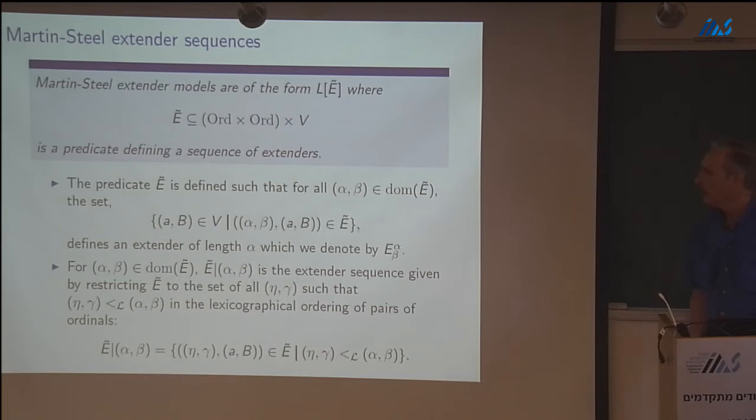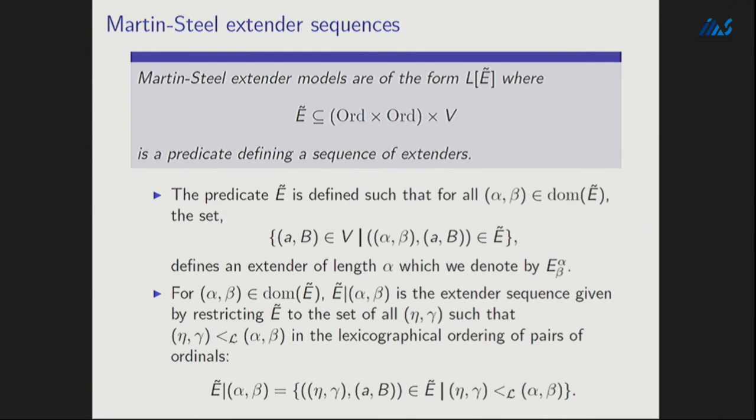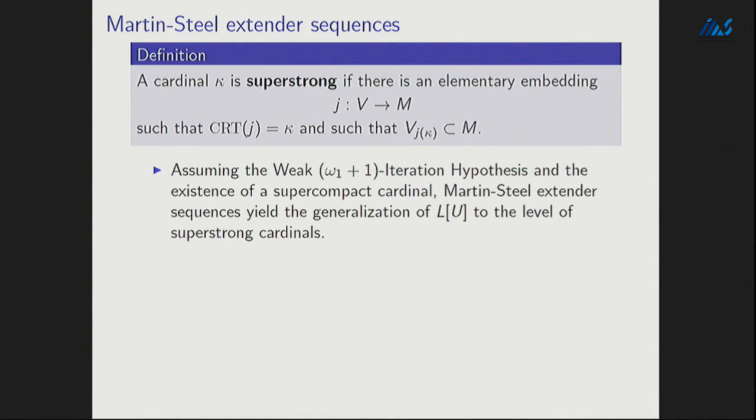Some notation. If we take alpha beta in the domain of the extender sequence, we can restrict the predicate to alpha beta. That means you just restrict it to all pairs lexicographically less than alpha beta in the obvious way. Okay, so we're going to construct from this sequence. But before I do that, let me introduce our target hypothesis.